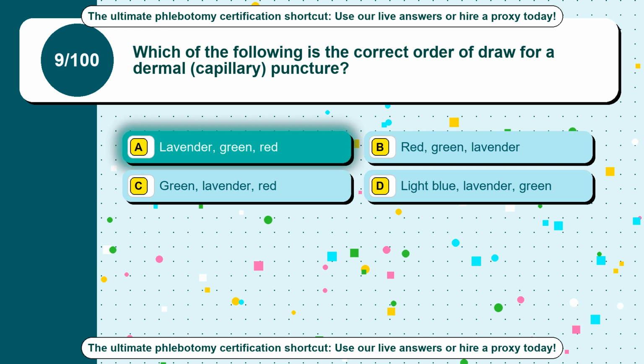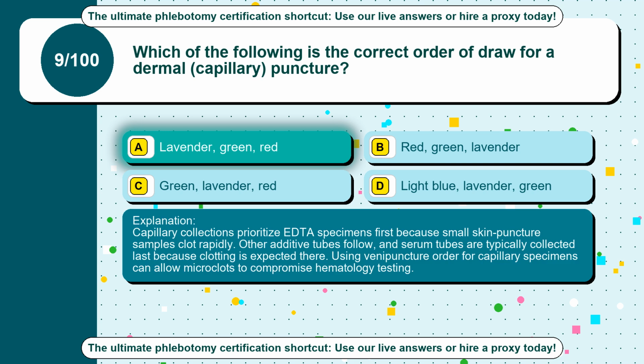The correct answer is option A. Lavender, green, red. Capillary collections prioritize EDTA specimens first because small skin puncture samples clot rapidly. Other additive tubes follow, and serum tubes are typically collected last because clotting is expected there. Using venipuncture order for capillary specimens can allow microclots to compromise hematology testing.